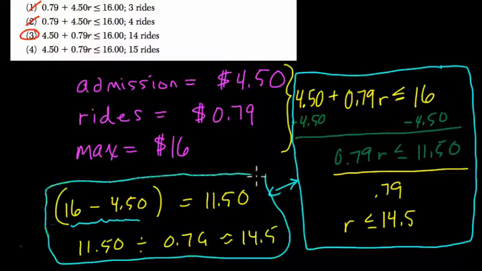The advantage maybe to this second part is that what you're figuring out first is the number of rides, and then you're figuring out which equation represents the answer you know is true. In other words, if you knew he can only go on 14 rides, you know the answer would have to be choice 3, which is the only one that has 14 rides as an option.